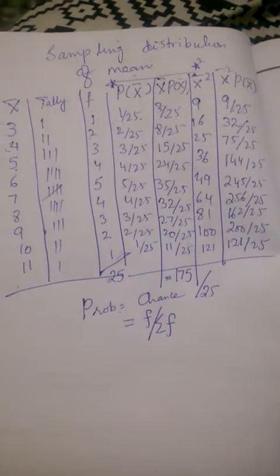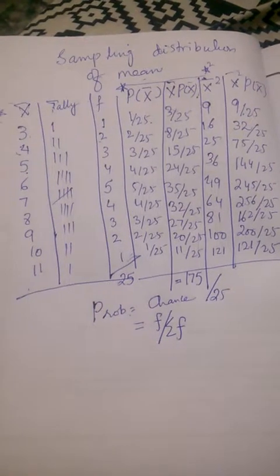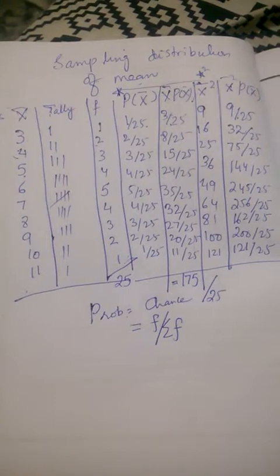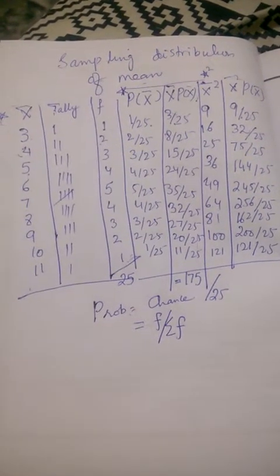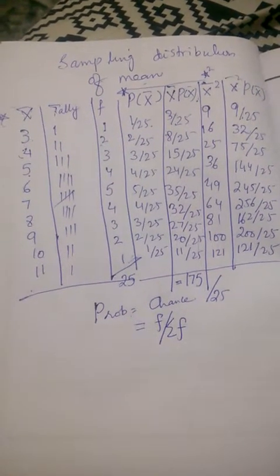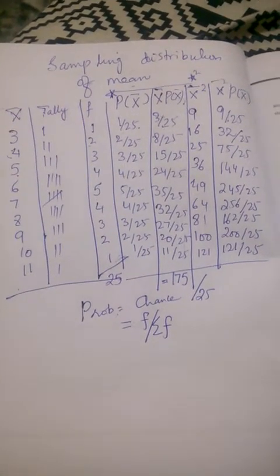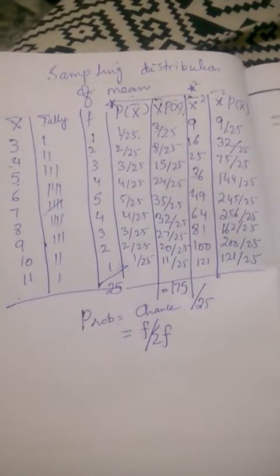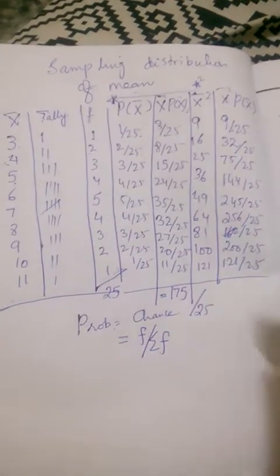Now we have to add this column also. Then 9 plus 32 plus 75 plus 144 plus 245 plus 256 plus 162 plus 200. Sorry, there is a mistake. I had to multiply 81 by 3. There is a mistake over here.